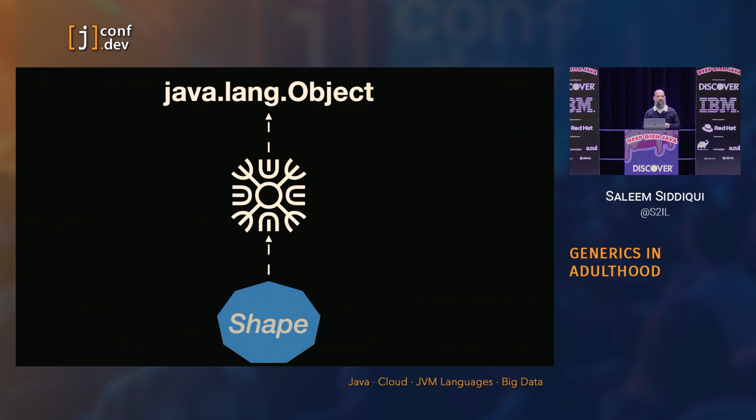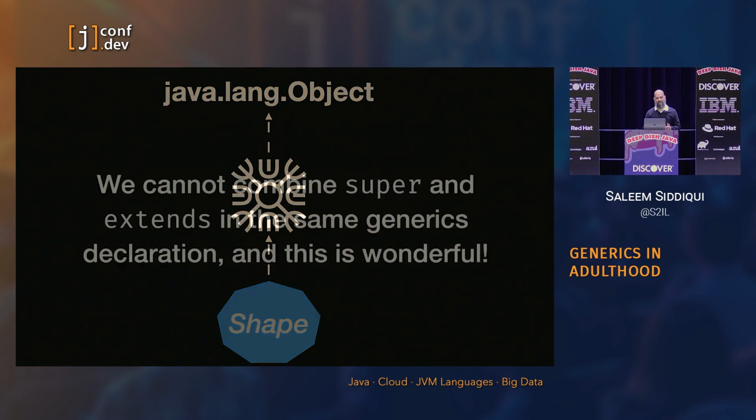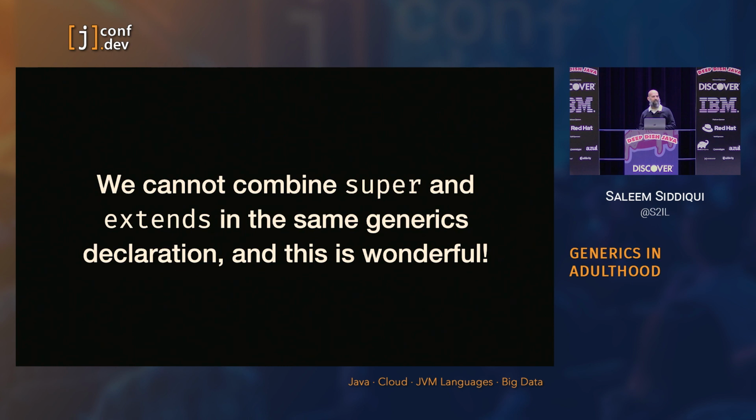There's no way for the compiler to guarantee that you can add anything to this collection, because it's an unknown super type of shape. How can we legitimately say that a circle or a rectangle is a type of that shape? We can't, so the compiler won't let you do that. Now this annoyance actually turns out to be a very good thing.